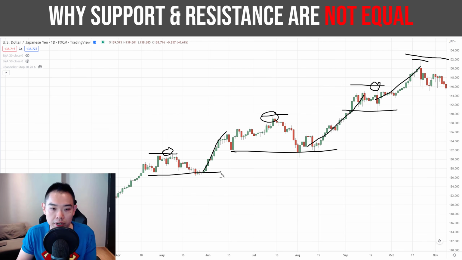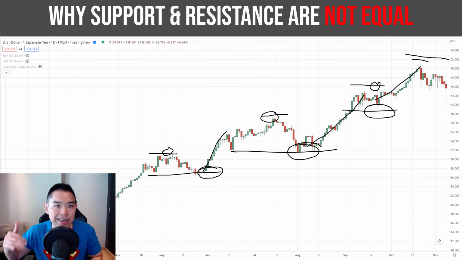Now what about support? This is support, price didn't break below it. Support, price didn't break below it. Support, price didn't break below it. So as you can see, in an uptrend, resistance tends to get broken. And it is kind of logical, because as you know, a market in an uptrend means a series of higher highs and higher lows. This means resistance should get broken. So in an uptrend, support is more powerful than resistance because it tends not to get broken. So understand that support and resistance are not equal.